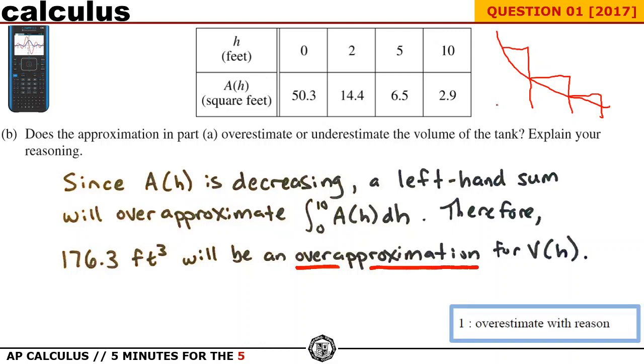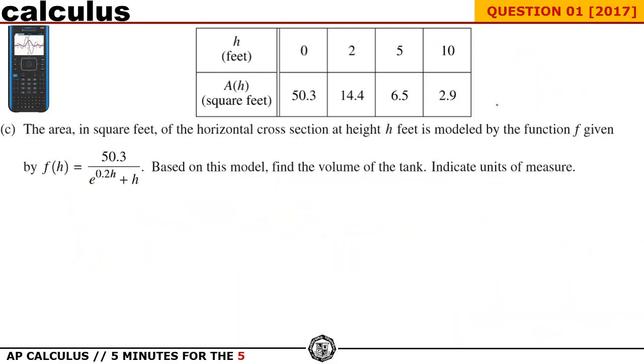That's worth 1 point. You want to make sure you state that you have an overestimate and give the correct reason. Part C, now they tell you that the area in square feet of the cross-section is going to be modeled by this new function, f of h.